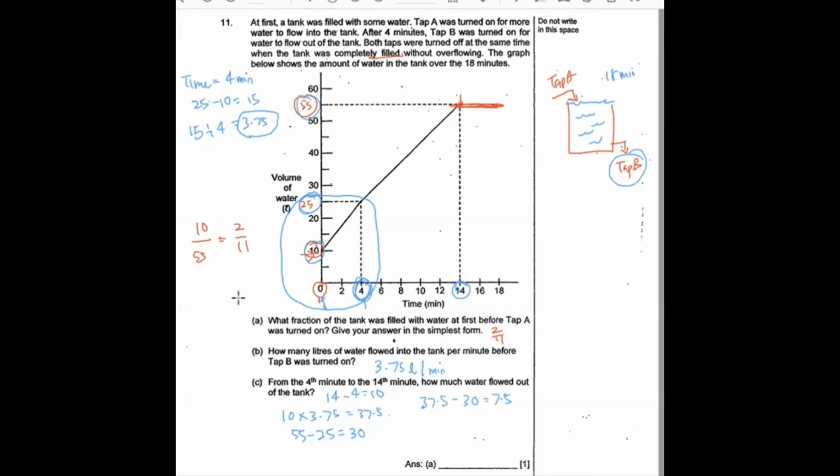All right? If there's no tap B, there will be additional 37.5 liters of water. But because there's a tap B draining out the water, level only rises from 25 to 55, which is 30 liters. So there's 7.5 liters missing. And the 7.5 liters is the amount of water flow out of the tank. So answer is 7.5 liters. Any question?